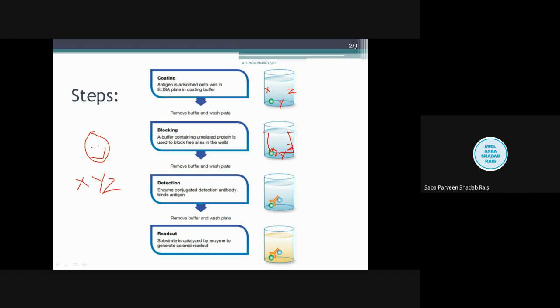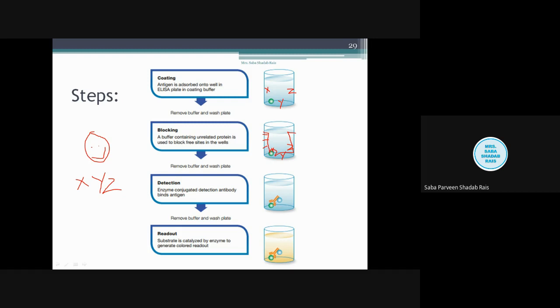Now why is blocking important, students? What is going to happen for the purpose of detection? We are going to use the antibody. So what is going to happen? The extra antibody will start sticking here, right, if the surface is vacant. So this surface should not remain vacant or empty, so that it does not become a site for antibody to bind. So only one place is going to be open. This place is the antigen's epitope region.